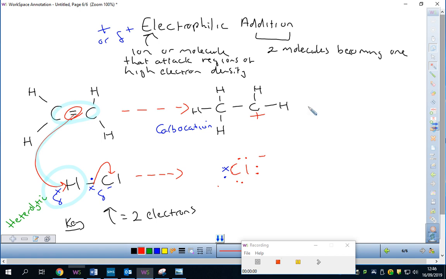Well, no coincidence, but when positives and negatives meet in chemistry, they tend to attract each other. Here, two electrons are attracted to the positive charge on our carbocation, leaving us with our product.